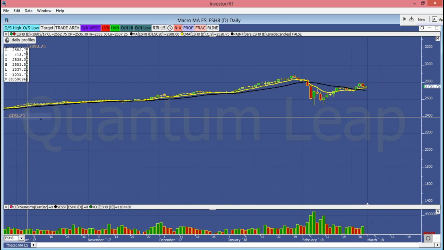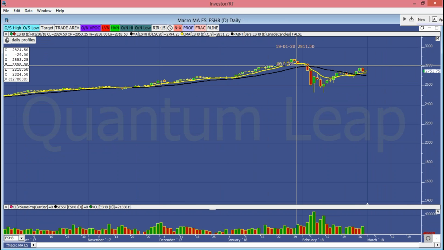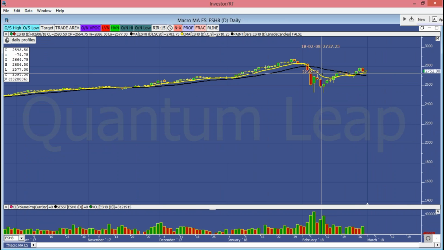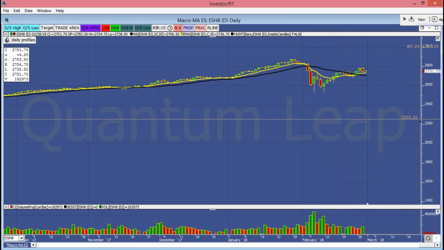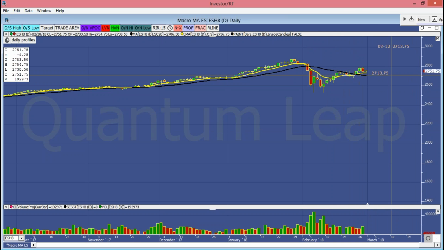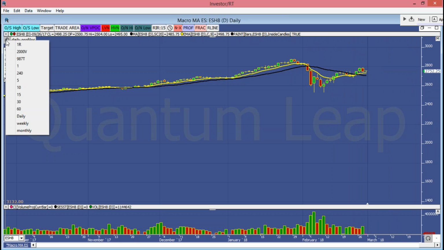Going to the daily, same thing. We broke below. It looked like we had slope and separation to the downside, but then they took it back, and we're above the 9 and the 20. But again, not a lot of slope, not a lot of separation, so the trend is weakening as we move down in time frame.